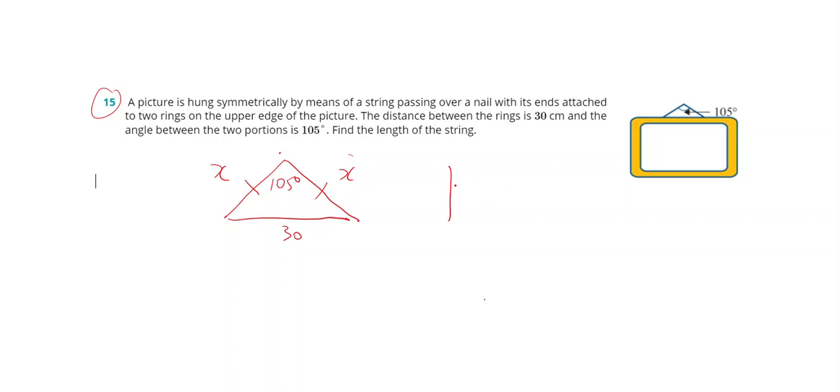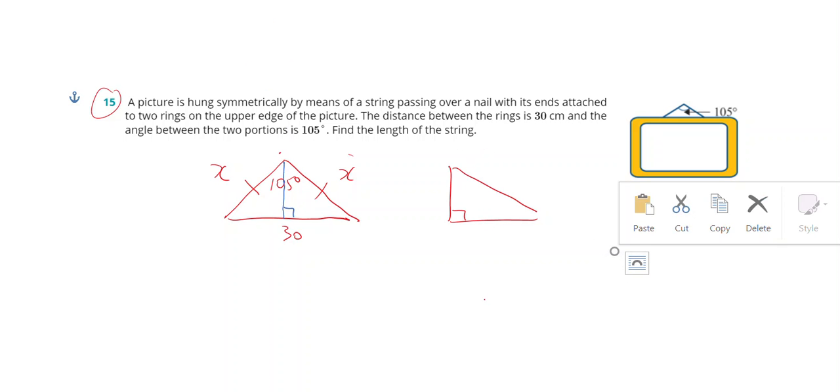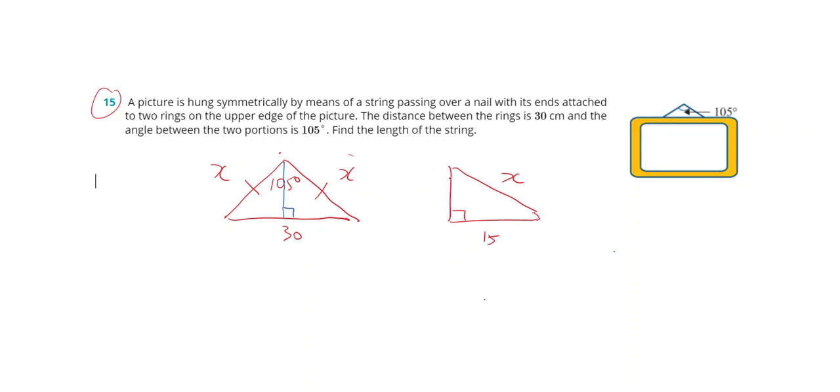I can divide the triangle in half, make that a right angle triangle, because I can split the triangle into two here. Cut it right in the middle, you get a right angle triangle. What are the consequences of that? This will be half of its original base, and this will still be x, but the angle will also be halved. So 105 divided by 2, you should get 52.5 degrees.